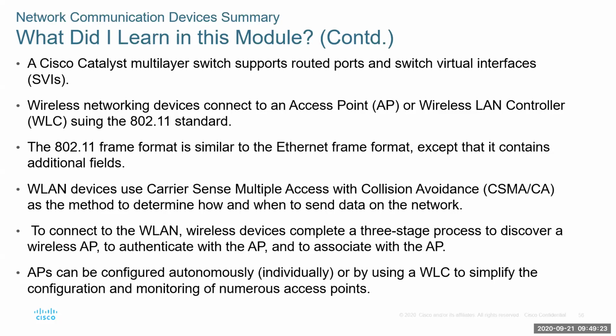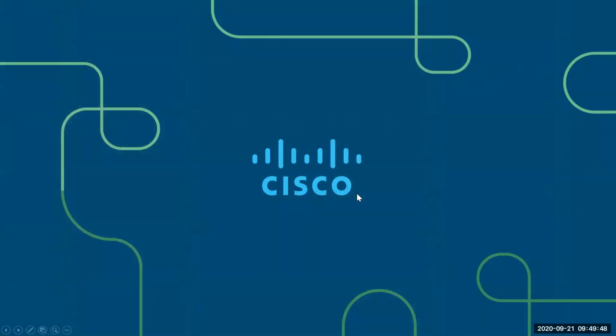When you are connecting to a wireless access point or a wireless LAN, it's a three-stage process. You have to discover the wireless access point, authenticate with it, and then associate yourself with that access point. Access points can be configured autonomously and individually, or by using a wireless LAN controller in order to simplify the configuration and monitoring of numerous access points. And that concludes today's lesson on your network connection devices.